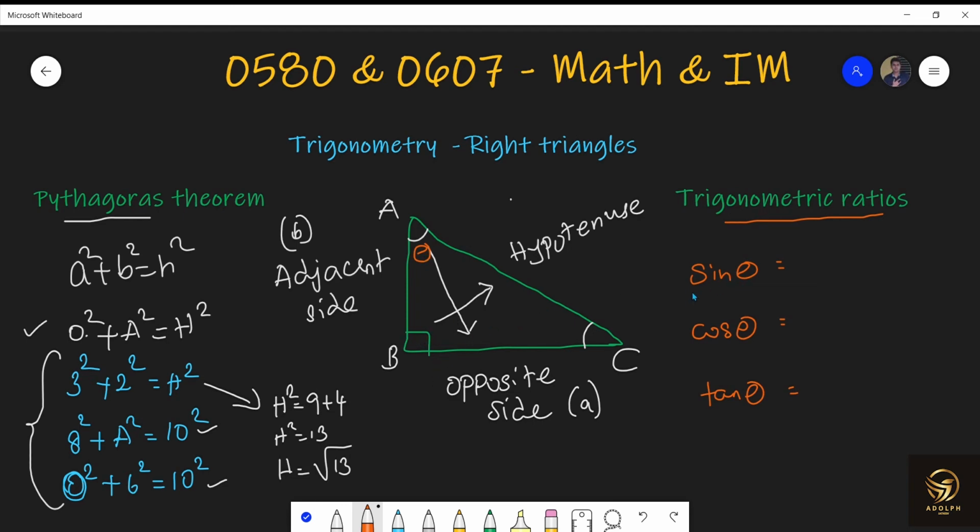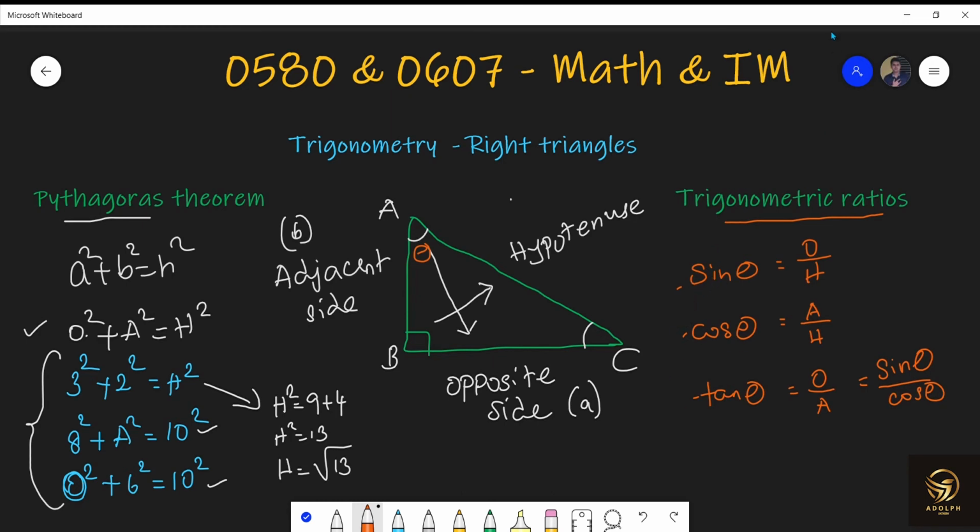So what is the formula for sine theta? Sine theta is opposite side by hypotenuse. Cos theta is adjacent side by hypotenuse. Tan theta is opposite side by adjacent side. Tan theta is a special one here, that tan theta can also be written as sine theta divided by cos theta. Always keep it in your mind, these s, c, t should be small letters. You should not write them in capital letters.